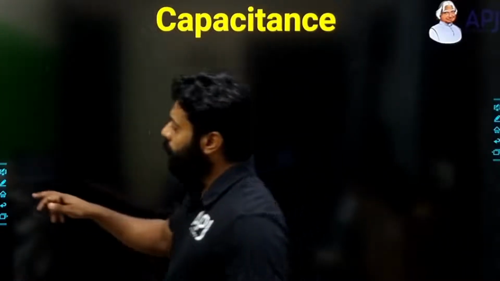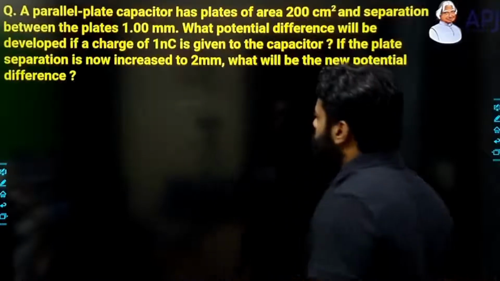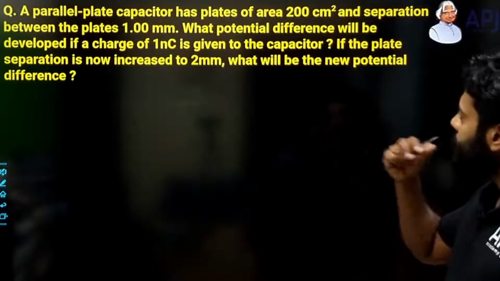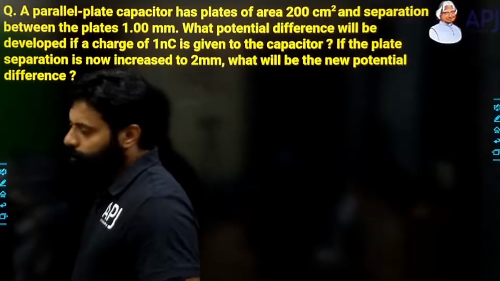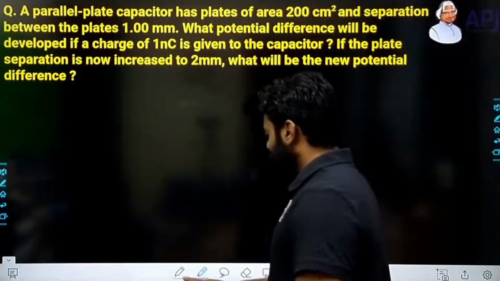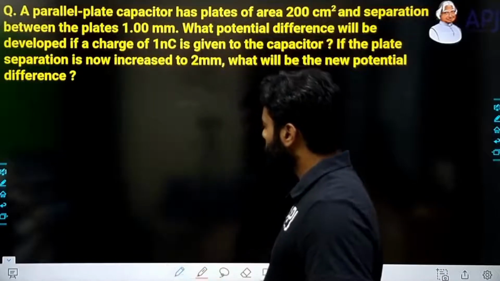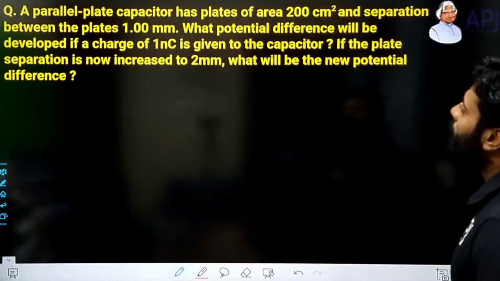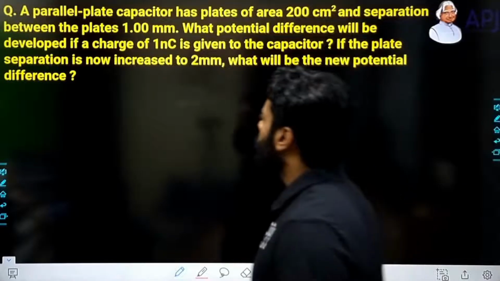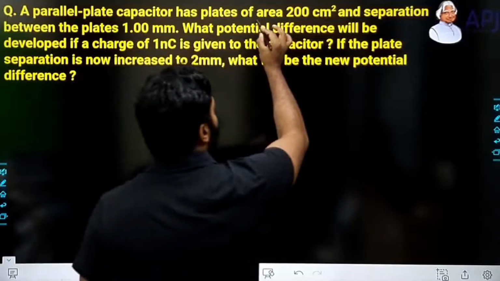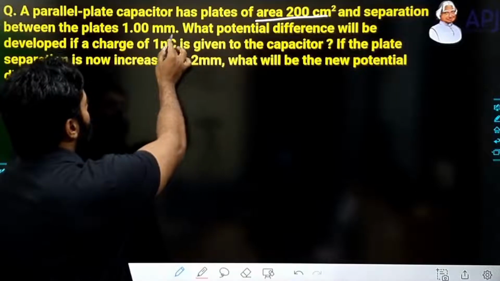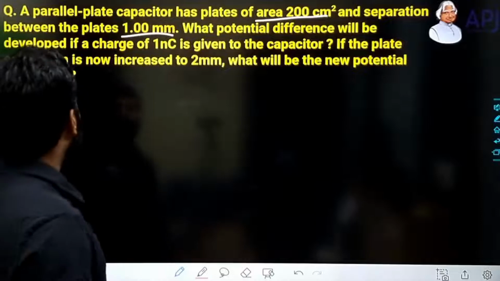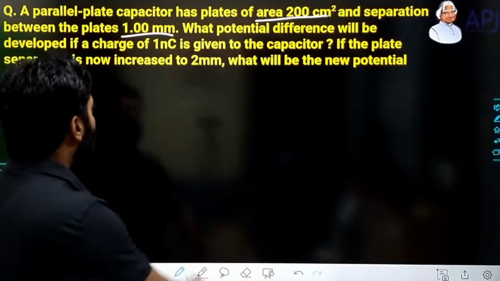We are moving forward now, but before that, we are going to solve one question, then we will move forward, right? So here's one question for you. As per the question, a parallel plate capacitor has an area, and the separation between the plates is given to us as 1 millimeter. And what potential difference will be developed if a charge of 1 nanocoulomb is given?